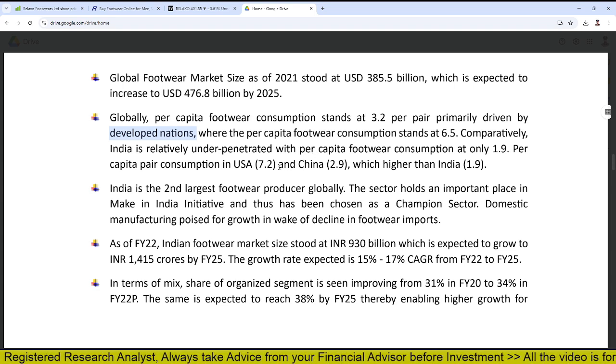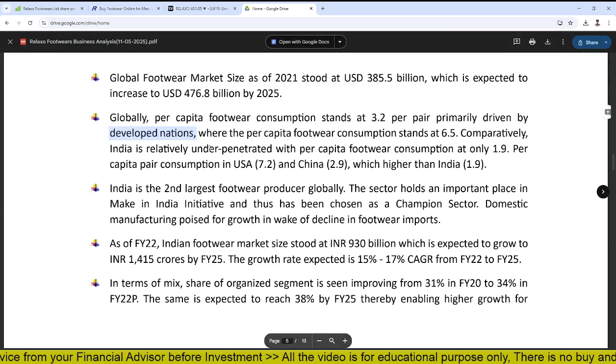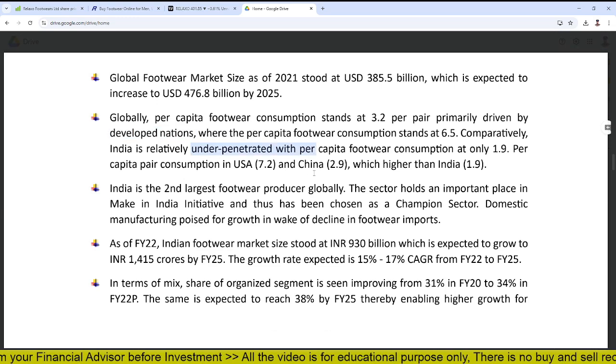In the USA it is 7.2. In China the per capita footwear consumption is 2.9 and India is 1.9. So you can see India is an underpenetrated country where footwear consumption will increase.